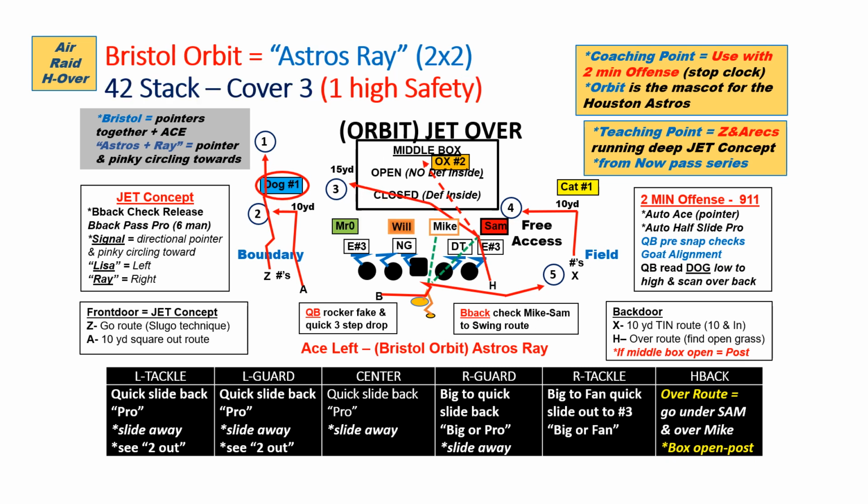Last is Bristol orbit out of one high safety at cover 3, classic flood, where we're going to look for the Z on the go to the 10-yard out, to the over in the hole there, green grass, and then we've got the 10 and the swing on the back side.